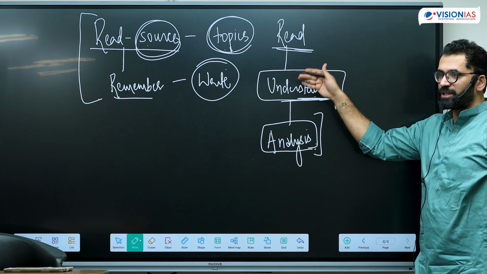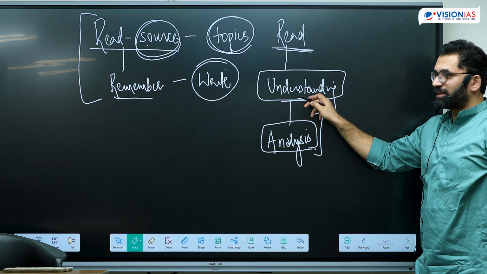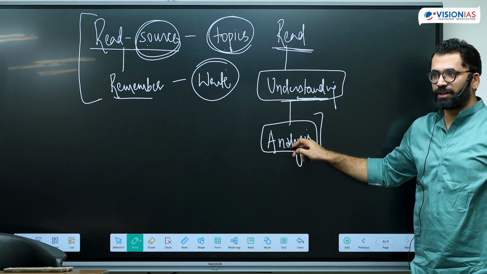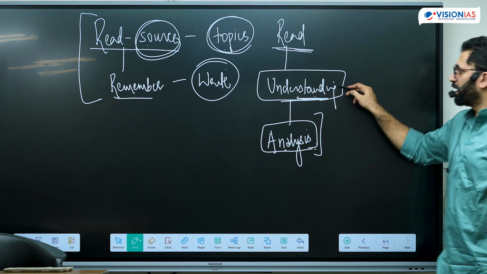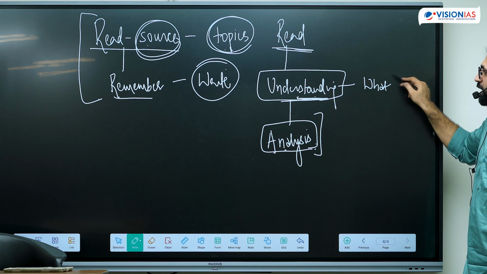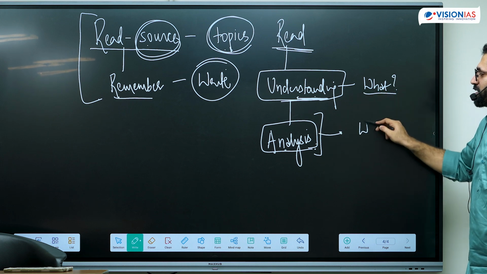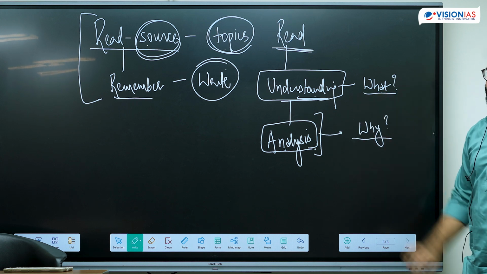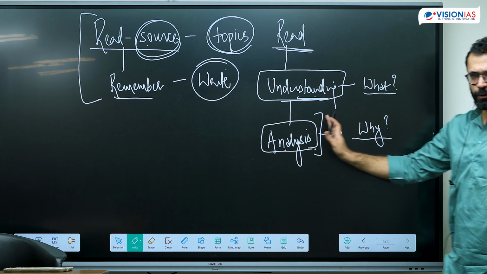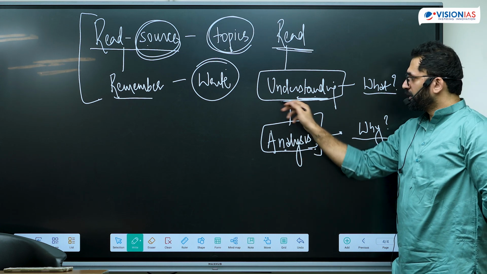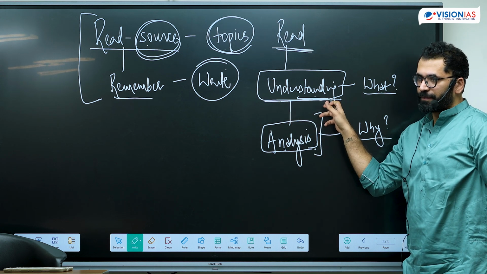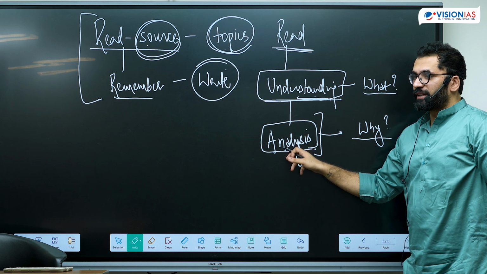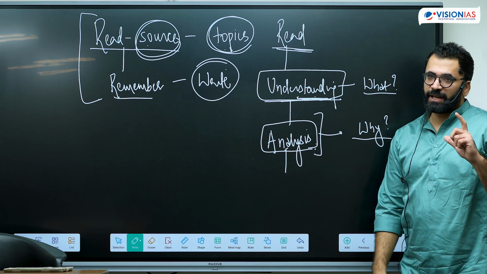Understanding part is mostly checked in your prelims. Once understanding is developed, you can then analyze what is happening in the Indian economy. Understanding is just telling you what is happening, and analysis is telling you why it is happening. And this is the domain of mostly mains. This is where the domain of prelims lies. Once analysis is built, there is another part sometimes which is checked in mains.